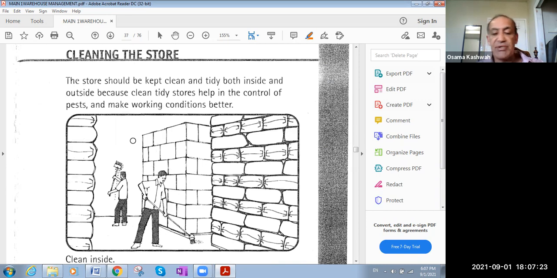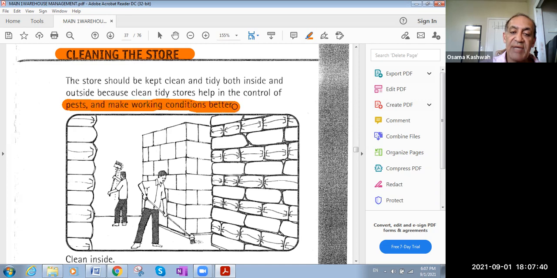Cleaning the store. This is another very important point, especially for foodstuff. It must be clean. The store should be kept clean and tidy, both inside and outside, because clean, tidy stores help in the control of pests and make working conditions better.